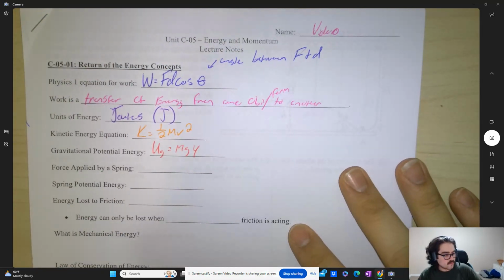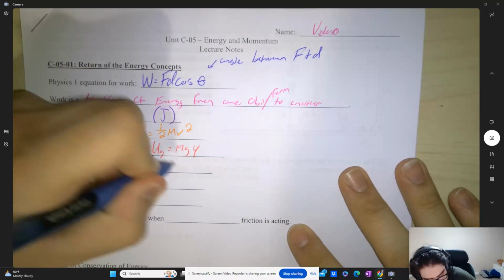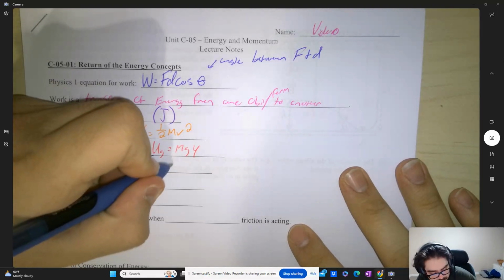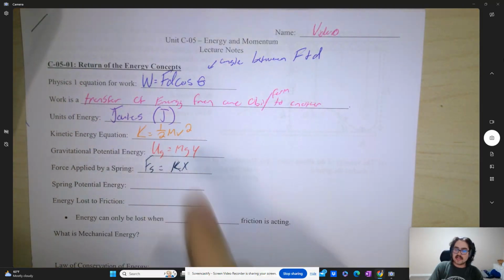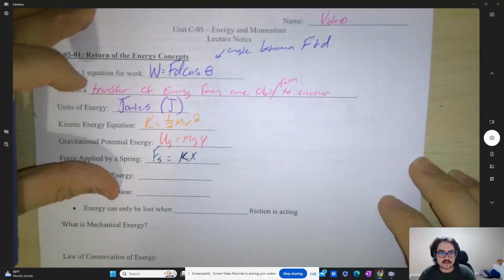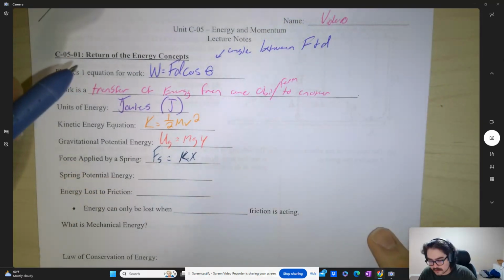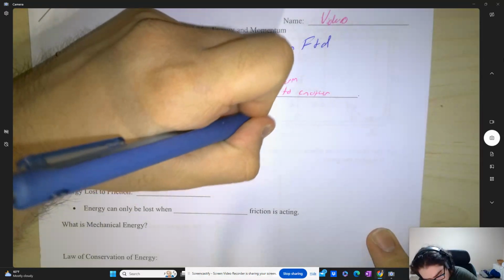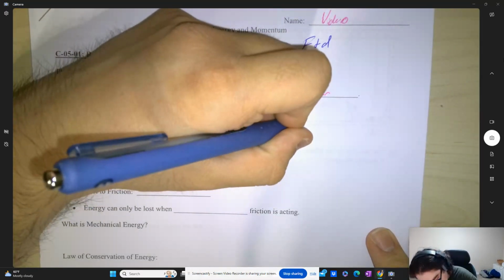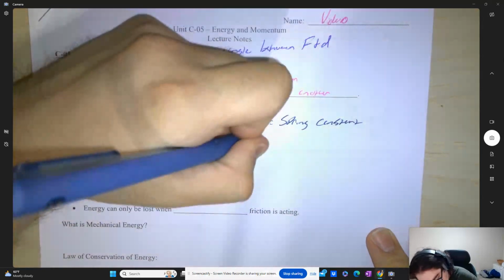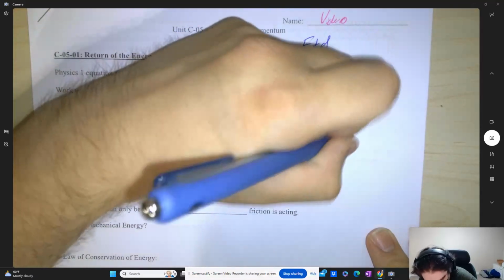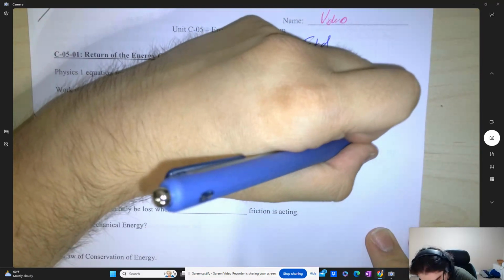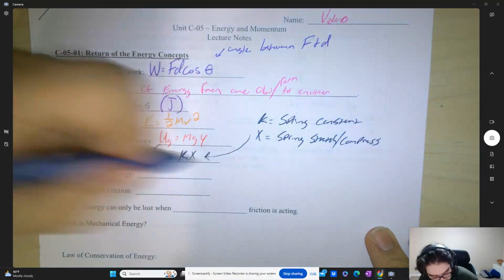What about force applied by a spring? It seems kind of random to have this question in here. The force applied by a spring is simply, you call this Hooke's law, k times x. And you typically will see a negative before the kx, and that's just to show that it's a restoring force, so it opposes what's being done to the spring. You should hopefully remember that k is the spring constant, and x is the spring stretch or compression.